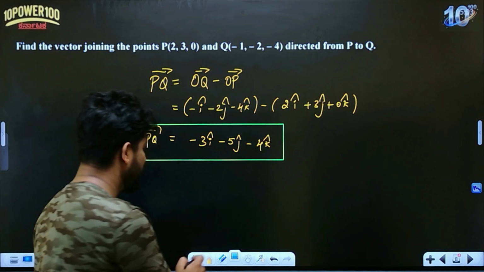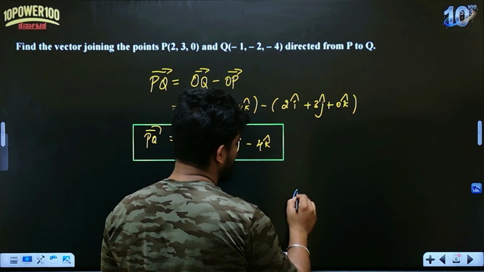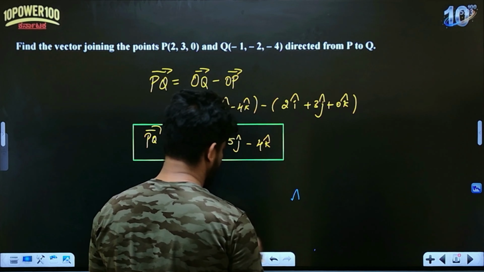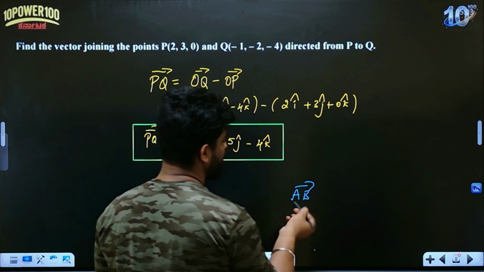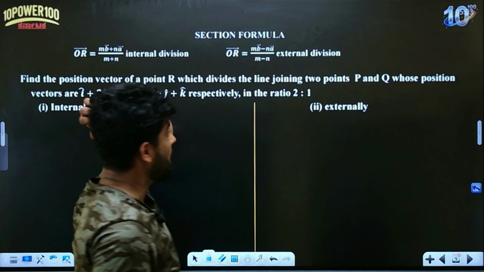Now if point A and point B are given and they ask you to find vector AB, find OB minus OA, that's it.